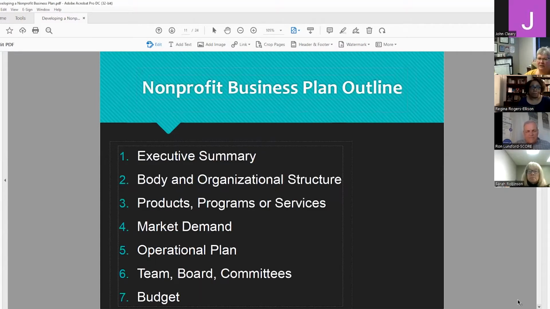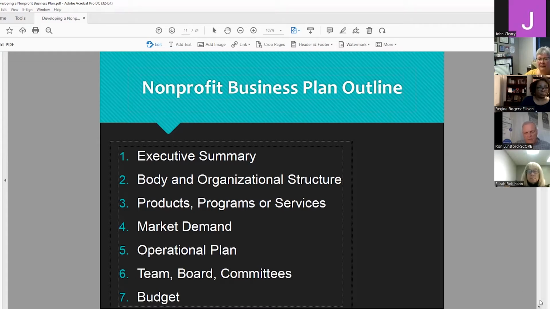All right, so here's our nonprofit business plan outline. We're going to do an executive summary. There's going to be the body and the organizational structure, and I'm going to talk more in depth on these. You're going to describe your products, programs, or services. You're going to talk about the market demand. You're going to develop an operational plan. You're going to talk about your team, your board, and or your committees. And then you're going to talk about your budget.